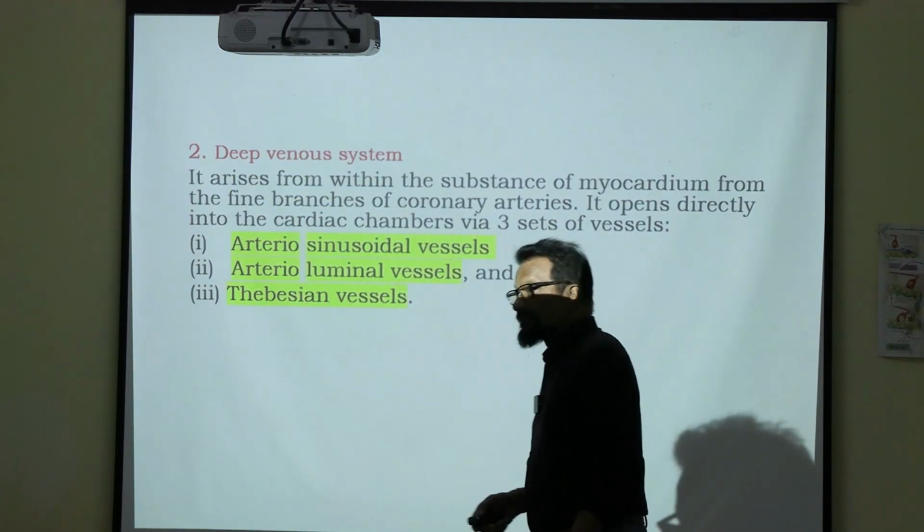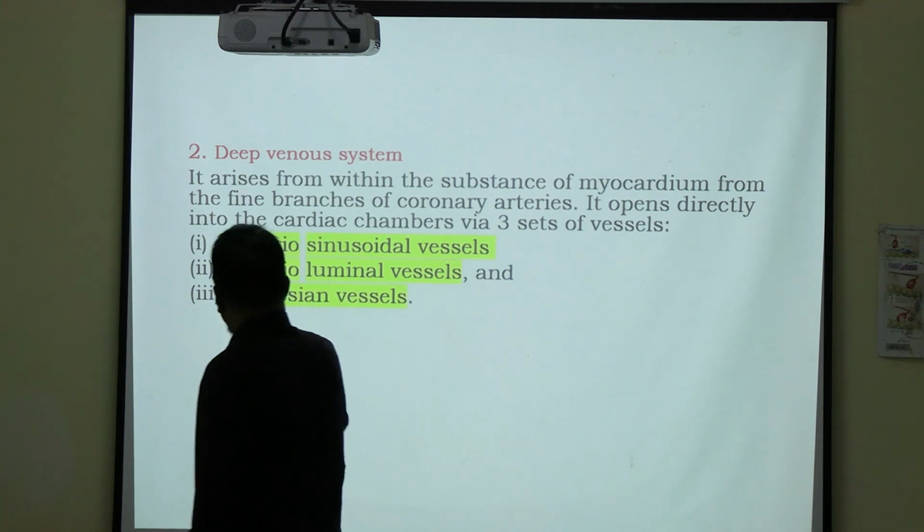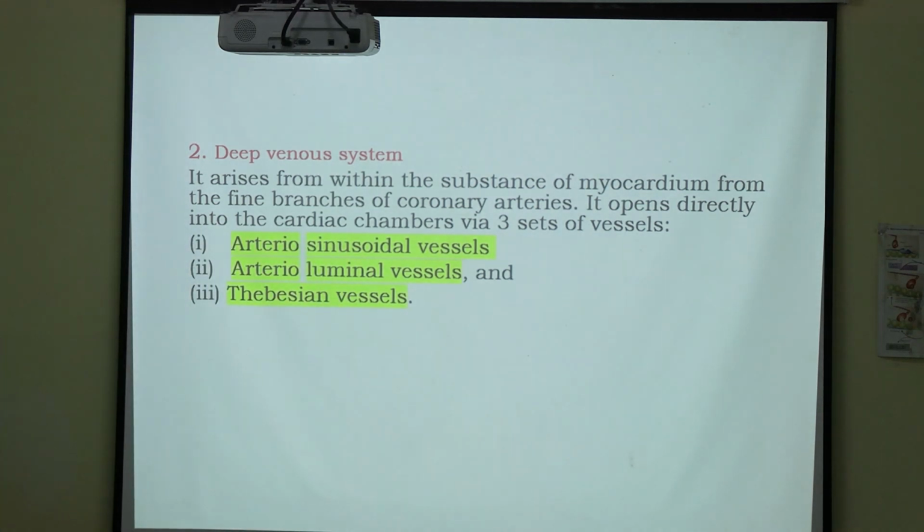And in the deep venous system, there are three main veins: the arteriosinusoidal vessels, the arterioluminal vessels and the Thebesian vessels. So these are the main venous vessels, veins that drain the blood into the atrium. Or these vessels can directly drain their blood into their corresponding cavities.